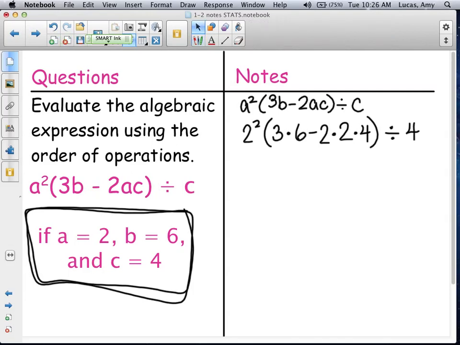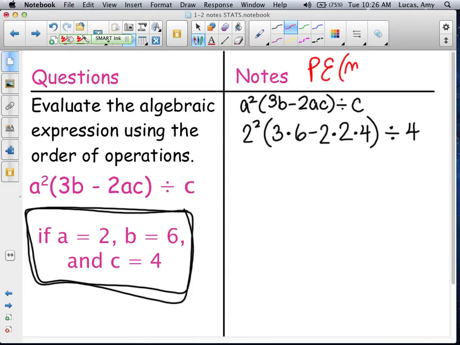Here's my expression. All right, parentheses. Inside the parentheses, I've got a lot going on. So inside the parentheses, I don't see any exponents. I do see multiplication though. So I'm going to have to do all of that multiplication first, because inside the parentheses you still follow the order of operations. 3 times 6 is 18.